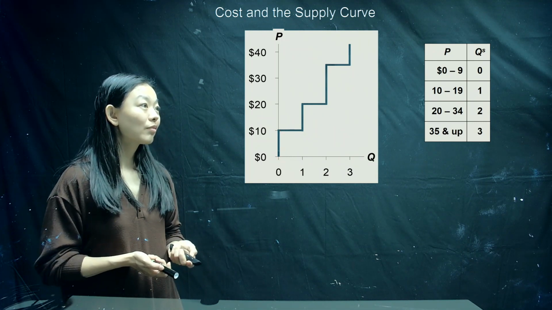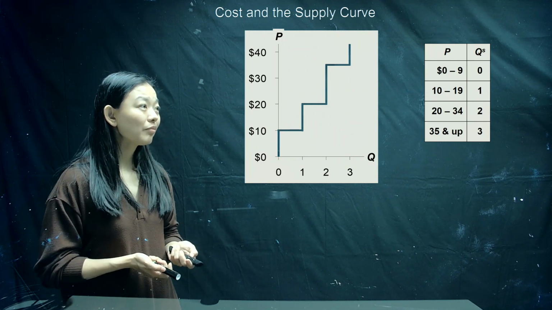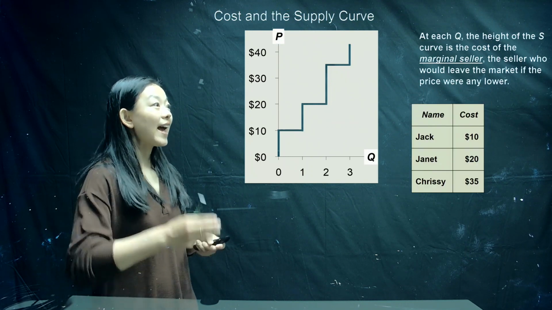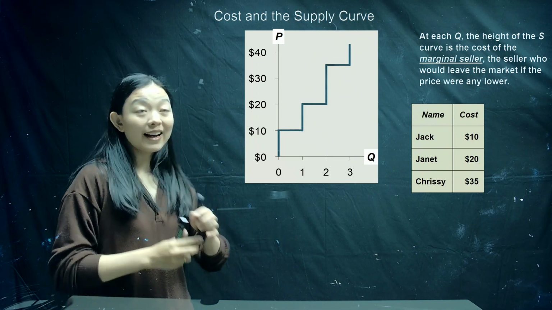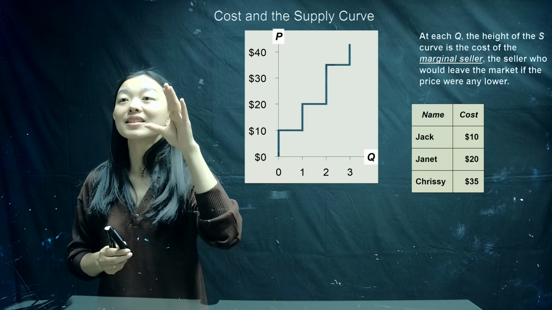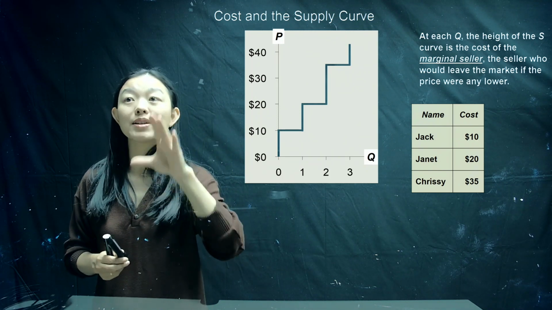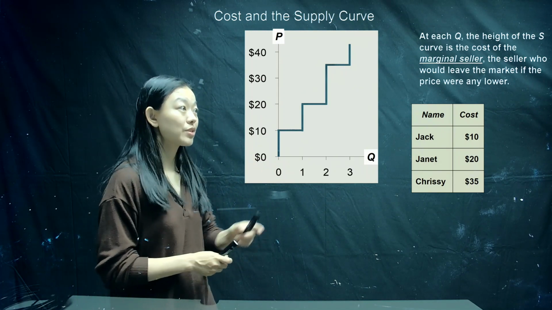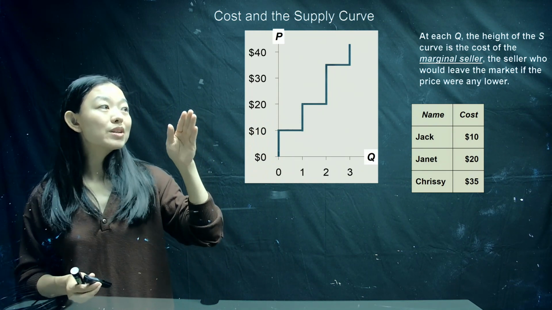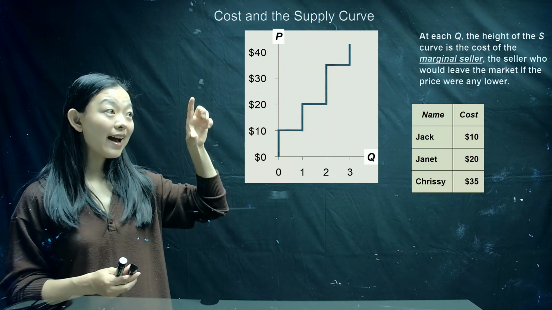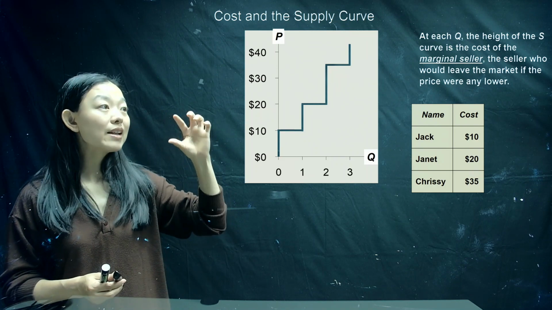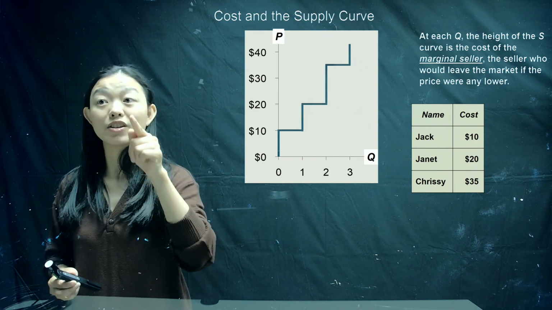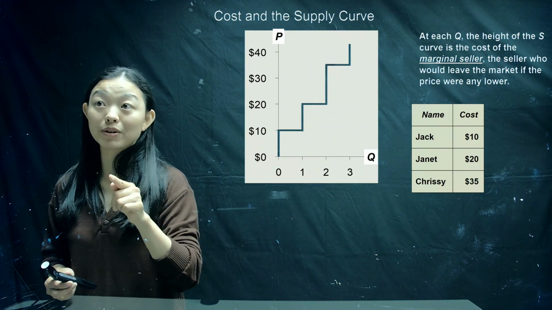Then you can see from this supply schedule, or supply curve, we can say at each quantity, the height actually measures sellers' willingness to sell, or measures the marginal seller's cost. Make sense or not? So let's look at the first height. From 0 to 1, we can get a height equal to $10, right? So that $10 actually measures the cost of Jack. And we can say Jack is the marginal seller, right?